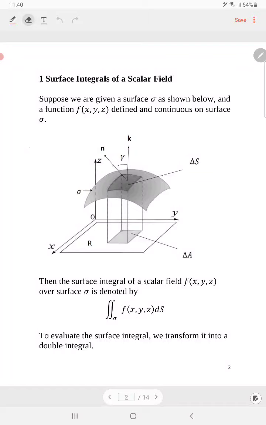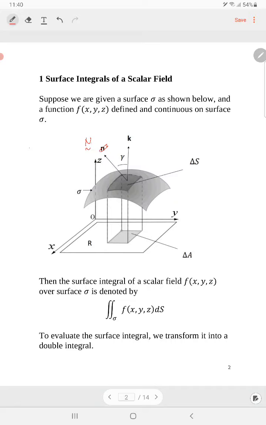Now let's concentrate on the diagram again. So here we have the surface sigma. When you take a piece of that, let's call that delta S. And the projection of that piece of surface onto the xy plane, which is a region R on the xy plane, let's call that piece of region delta A. And here, N should be a capital N, sorry about that. This is a normal vector, not a unit normal vector.